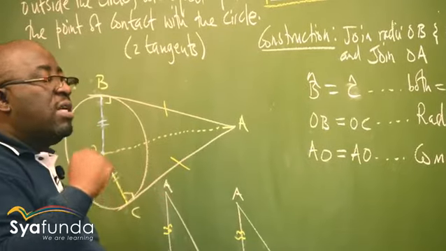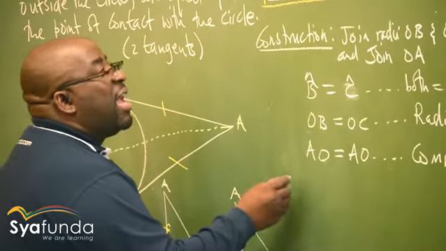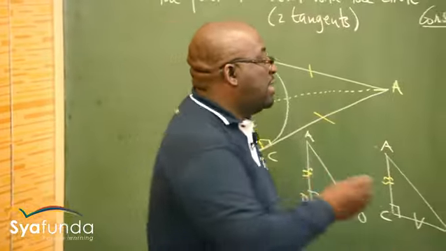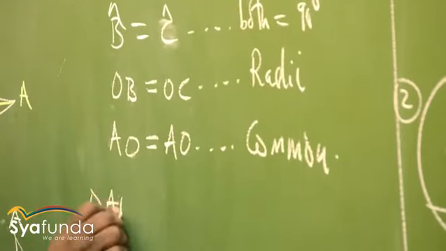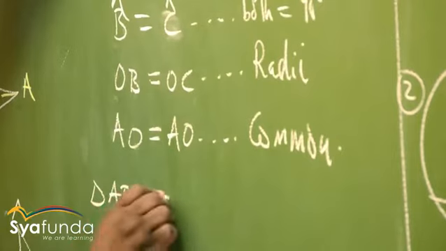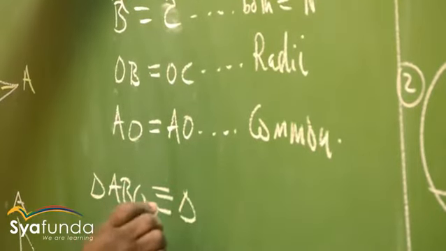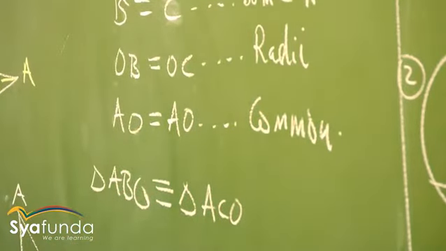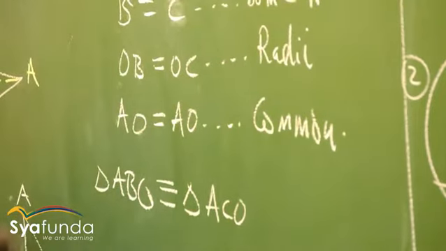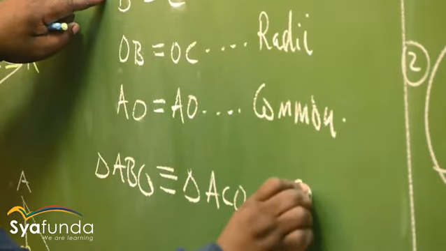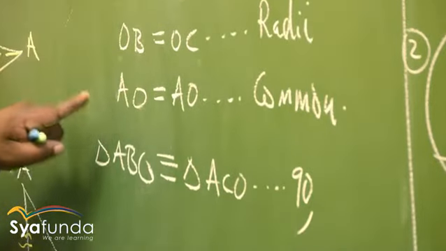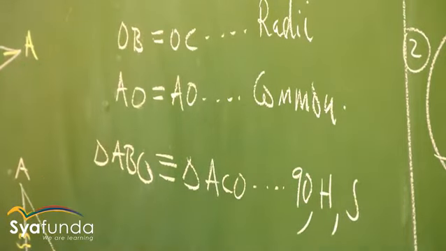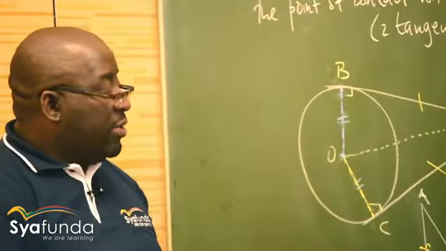So in the case of congruence that will work here, we can conclude that triangle ABO is congruent to triangle ACO. Why are these two triangles congruent? Why are these two triangles equal in all respects? It's because we've got 90 degrees, the hypotenuse, which was a common side in this particular case, and a side. 90 degrees, hypotenuse and a side. So this is why these two triangles are congruent.